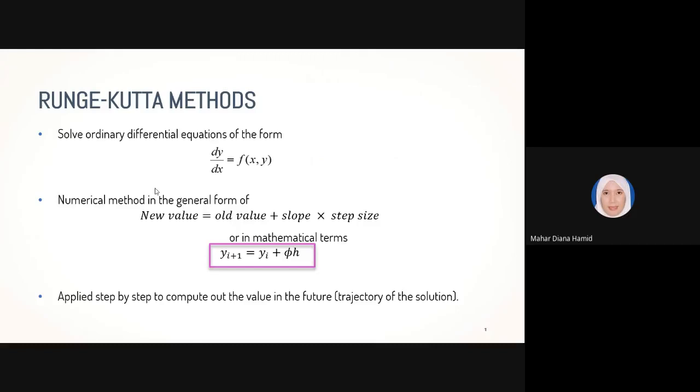This is just a repetition of what we have mentioned: Runge-Kutta methods solve ordinary differential equations in this form, and this is the general form of the Runge-Kutta method.